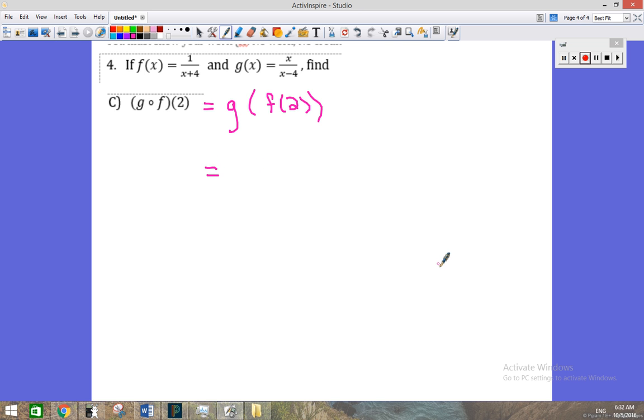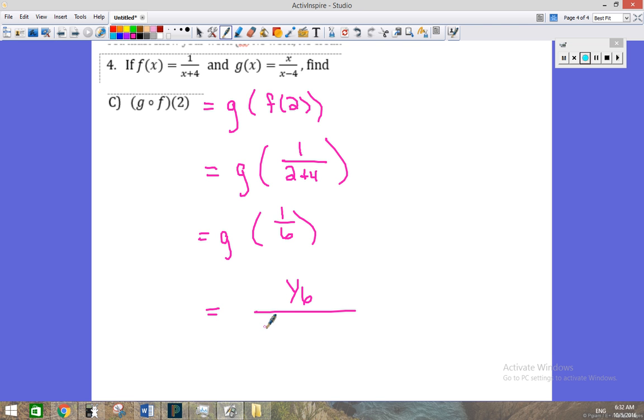Alright, so let's let x equal 2 for this function f. We have 1 over 2 plus 4. That is 1/6. So we take 1/6 and we substitute in. We often say we plug it in to the function g. So in the numerator, instead of writing x, we write 1/6. And in the denominator, instead of x minus 4, it's 1/6 minus 4.